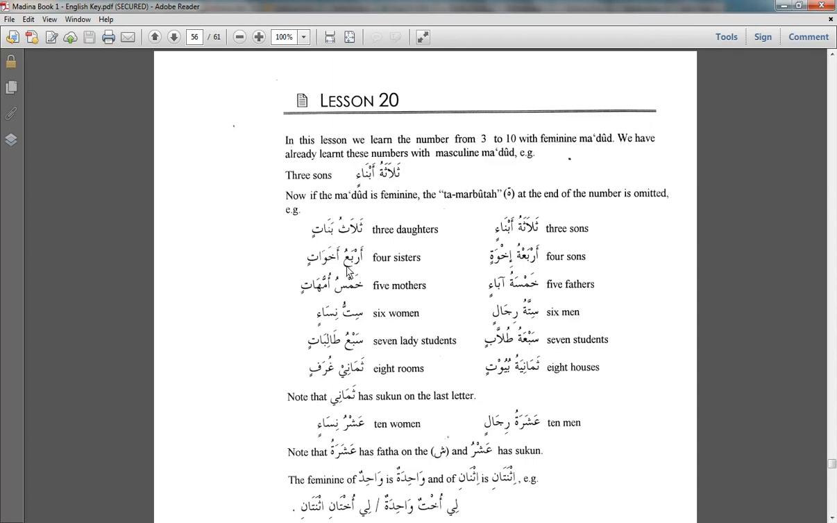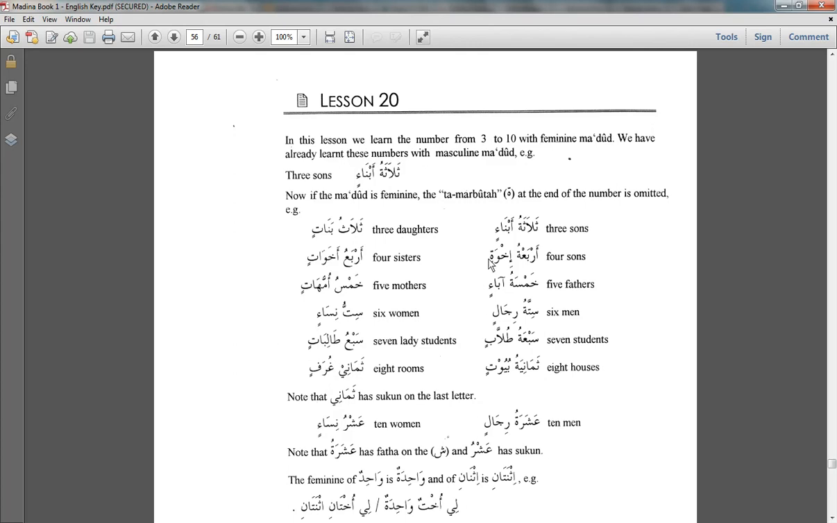Arba'u akhawatin, 4 sisters. Arba'atu ikhwatin. This is feminine for a masculine thing, brothers, and for a feminine thing, the number is masculine. So khamsu ummuhatin, 5 mothers, number masculine, thing that you're counting, feminine. Sittu nisa'in, 6 women. Sab'u talibatin, 7 lady students. Thamaniya ghurafin, 8 rooms. Ghuraf is the plural of ghurfatun, which is feminine, therefore thamani is masculine.